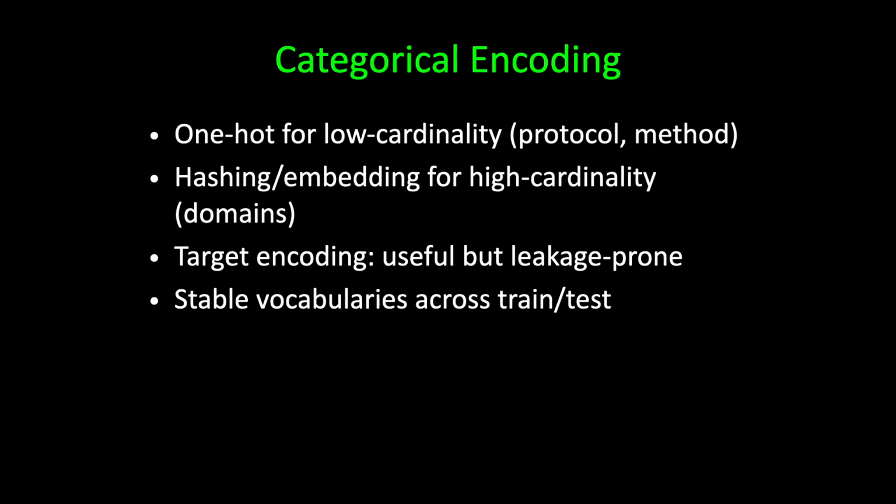Target encoding replaces each category with the average target rate for that category. It can be very predictive, but it's dangerously prone to leakage if computed on the full data set. If you use it, compute with cross-validation folds and use smoothing to avoid overfitting rare categories. Finally, stabilize vocabularies. Build encoders on the training set, persist them, and apply exactly the same mapping to validation and test sets. Unknown categories at inference time should map to an other bin rather than crashing the pipeline.